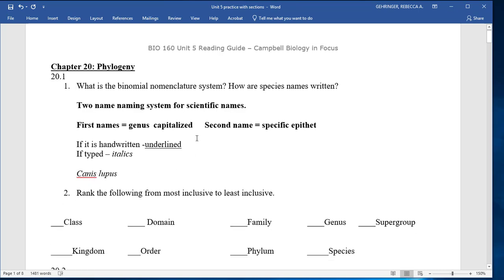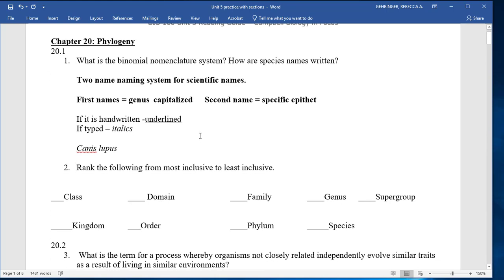All right, number two. Rank the following from most inclusive to least inclusive. So most inclusive is like the biggest group. So what is our biggest group? Domain, and then what's next? We have supergroup, and then kingdom, and then phylum, and then class. So let's see, we got domain, supergroup, kingdom, phylum, class. Family is six.